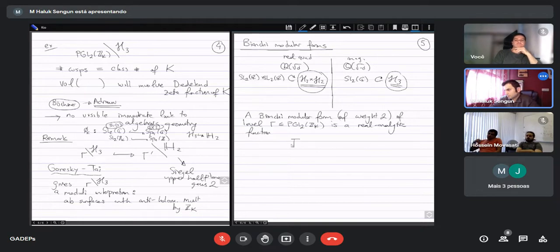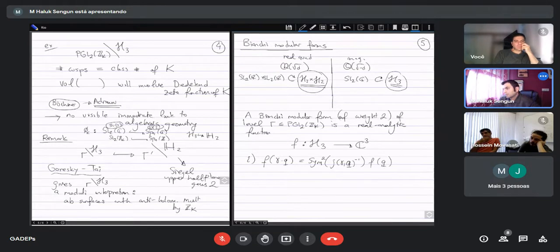Remember, I don't have a complex structure, so there is no holomorphicity to talk about. It's going to be a vector valued function on hyperbolic 3 space, valued in the 3-dimensional complex vector space C3. And of course we first have a transformation property under the action of my level group gamma. Maybe I should use small f, it's much easier. If you have gamma acting on an input, f of gamma q is the symmetric square of the automorphic factor j of gamma, q inverse, acting on f of q, for all q in hyperbolic 3 space and gamma in my level group gamma.